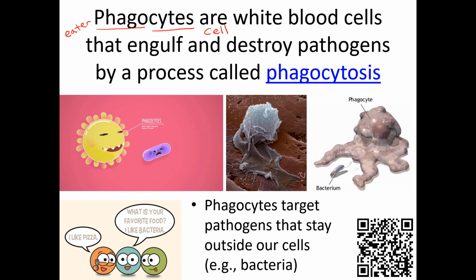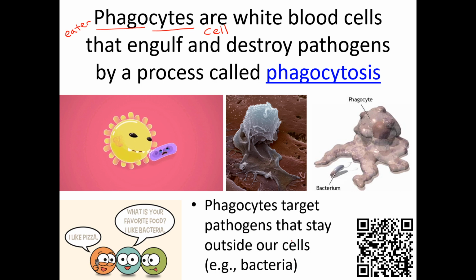We'll talk later about how some phagocytes will keep a piece of that pathogen as like a trophy to show to other parts of the immune system to activate them, but that'll be later on. Another important thing to note is that phagocytes are typically targeting pathogens that are present outside of our cells. For our purposes, that's going to be mainly bacteria. So phagocytes are fighting off bacteria.